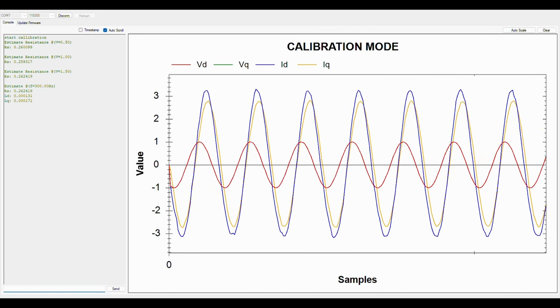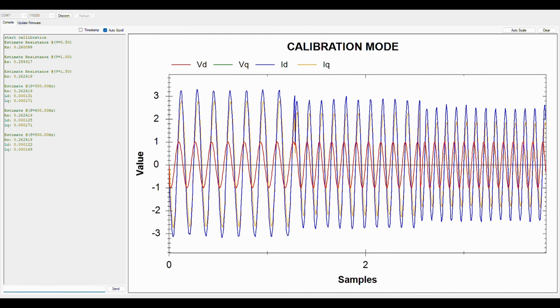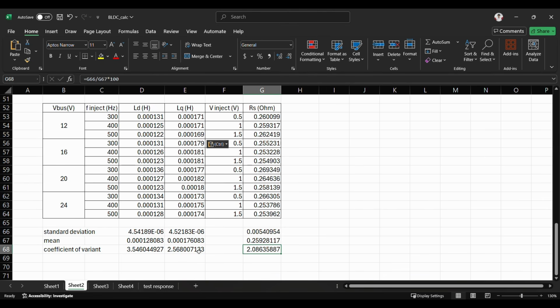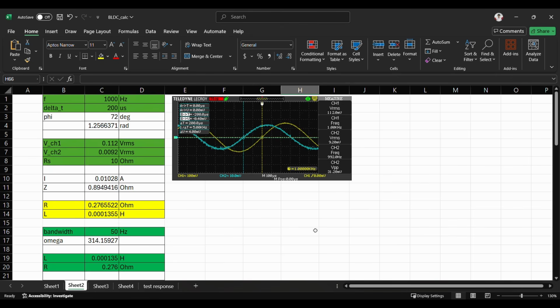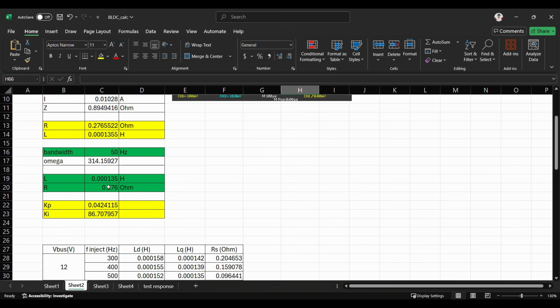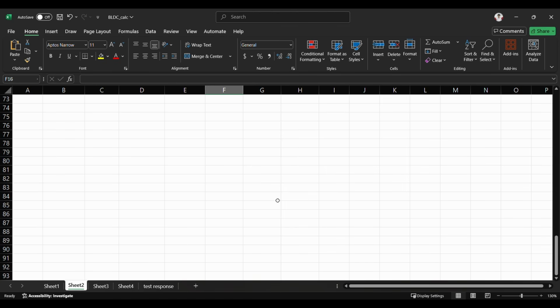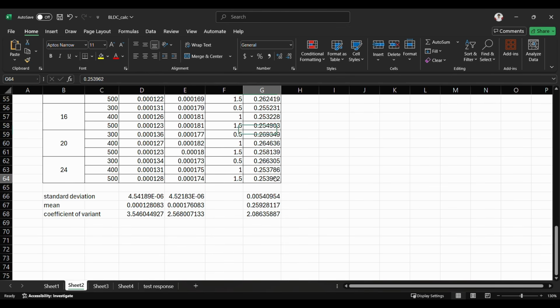After collecting the test data again, I obtained RS, LD, and LQ results with a coefficient of variation below 5% for all three parameters, which means the results were quite consistent. And for me, that's good enough to be considered successful. Even when compared with the measurements from the previous episode using a function generator and oscilloscope, the values were not significantly different. This proves that the self-commissioning system we developed can operate stably even when the testing conditions change.